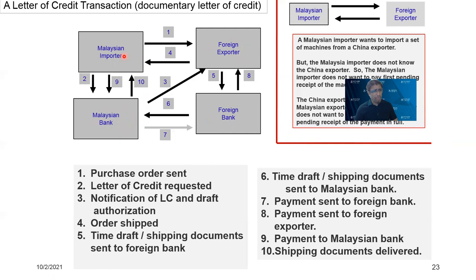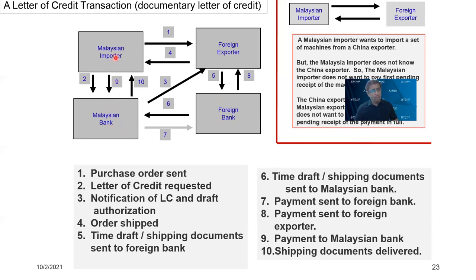The goods will come by sea, and then there are documents called bill of lading, backing, whatever. They will send them to the foreign bank. Now the foreign bank will send this to the Malaysian bank. The Malaysian bank will send the money and collect the money from the Malaysian importer when the goods come.